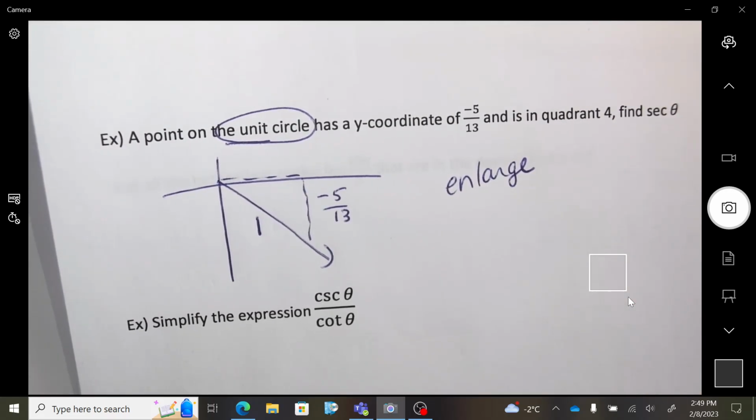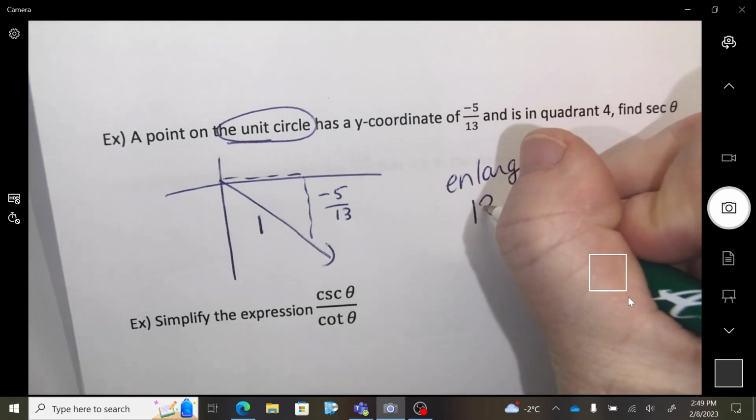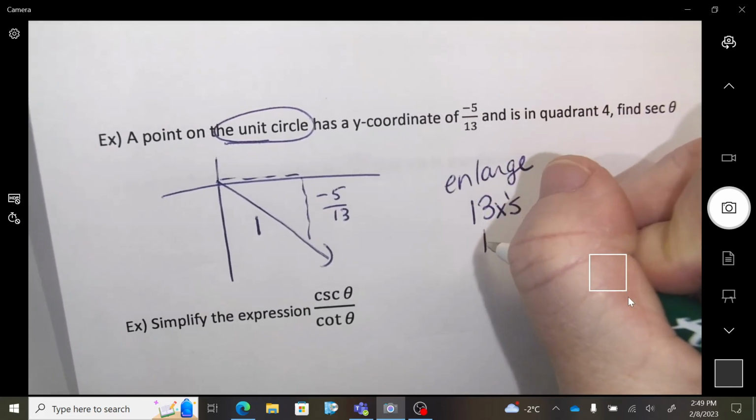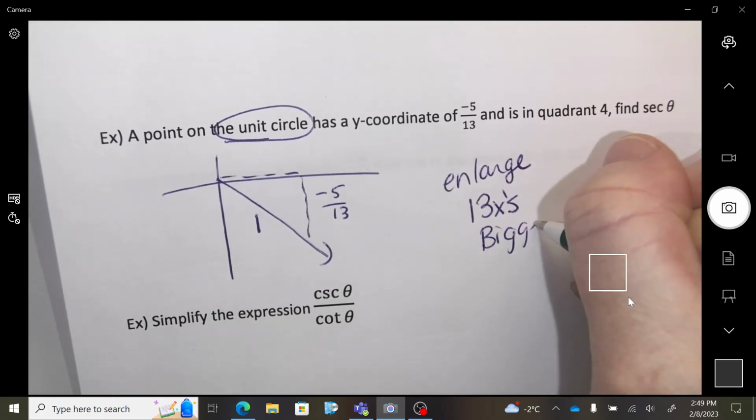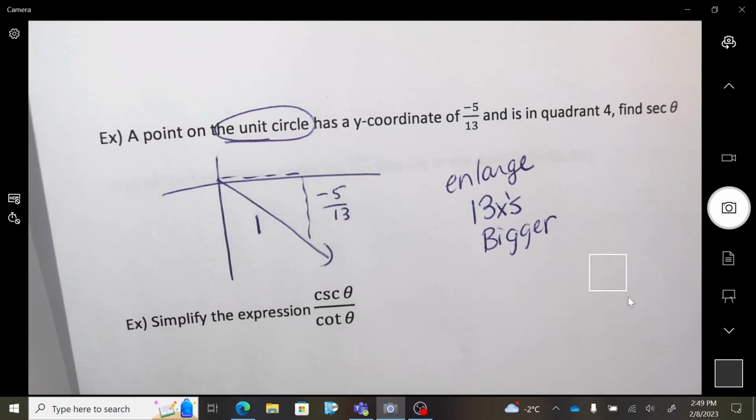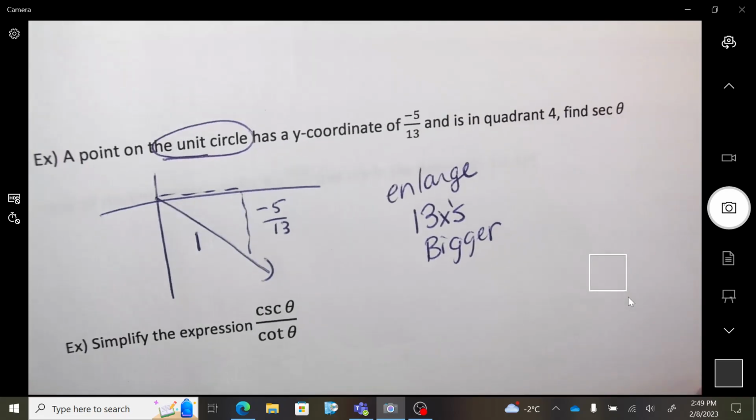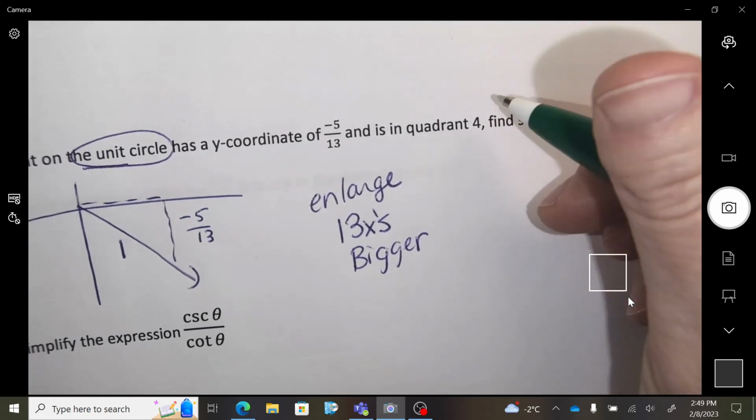How many times bigger? Any predictions? The number that I'm picking connects to the unit circle somehow. I'm going to enlarge it 13 times bigger. Got it. Somebody over there said it before. Amber? I'm going to enlarge it 13 times bigger.